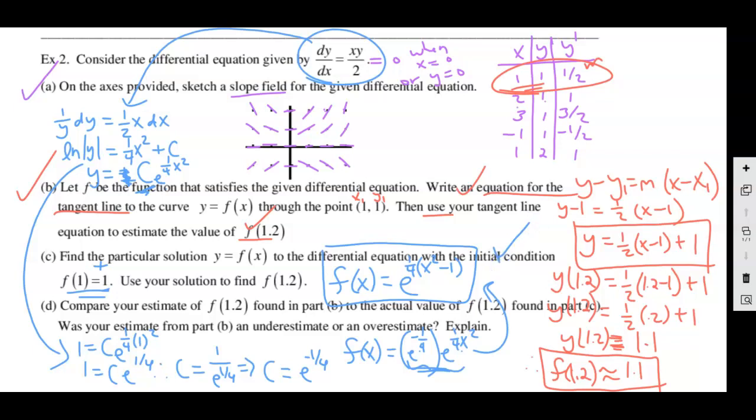And then once you have the function, we could find f of 1.2. So f of 1.2, if you were to actually plug that in, we would just use the calculator, plug that in, and then you would end up getting 1.116.